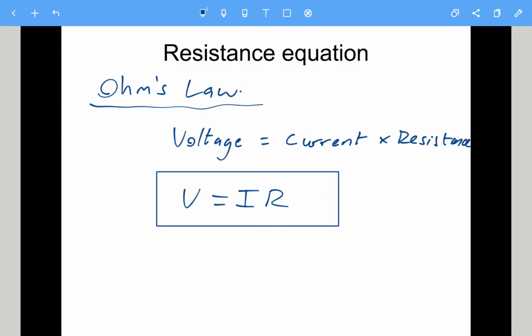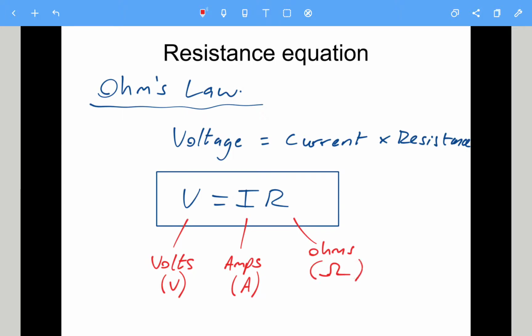Right, the units. V is voltage, that's measured in volts, which is just a V. I is current, measured in amps. And R is resistance, measured in ohms, or use this symbol. That's a Greek letter, the Greek letter omega. Make sure you've got that written down.